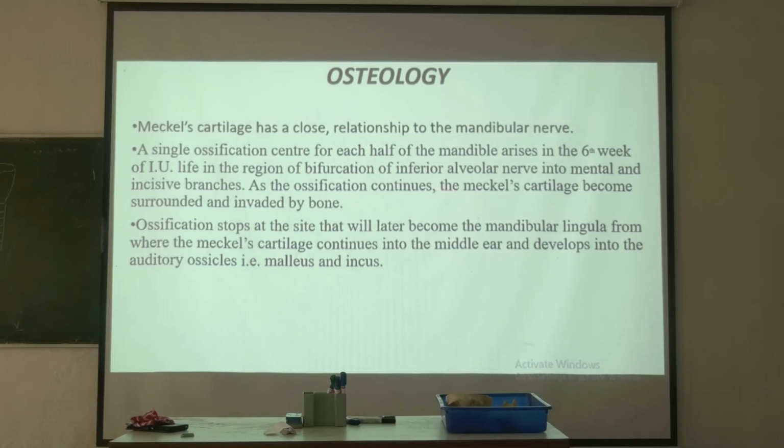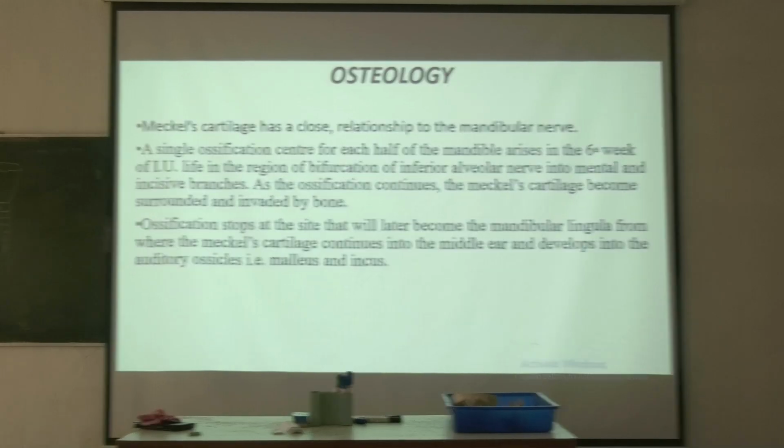As the ossification continues, the Meckel's cartilage becomes surrounded and invaded by the bone. That's how the mandible is formed. Ossification stops at the site that will later become the mandibular lingula. Near the mandibular foramen, you have seen on the inner aspect of the ramus, there is a bony projection. That bony projection is known as lingula of the mandible. Okay, and it is connected to the sphenoid via the sphenomandibular ligament.